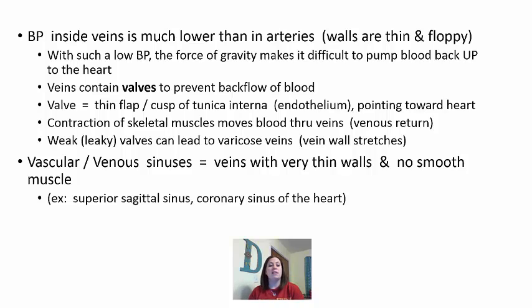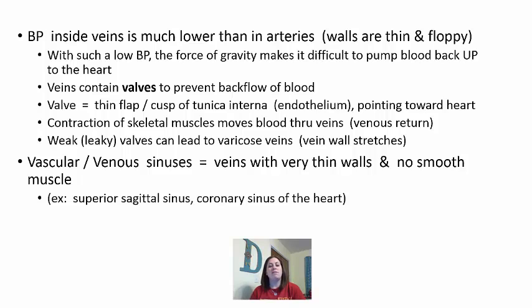We also see that sometimes these valves can be weak, and if they start to leak, they can lead to what we call varicose veins, and this is where the vein walls start to stretch and they can cause a problem. A lot of times individuals that develop varicose veins are very hard on their legs. They may work in an occupation where they're on their feet a lot, especially on concrete or something like that, and so it causes their valves to potentially leak. It also happens as we get older.